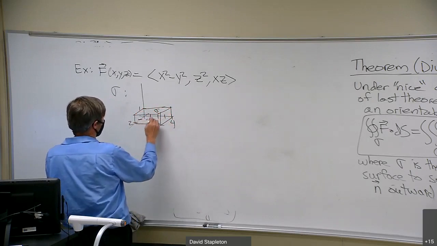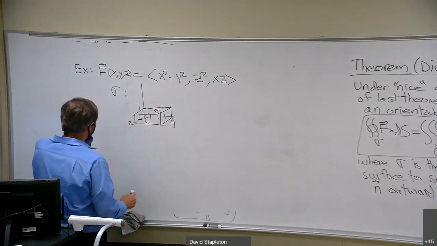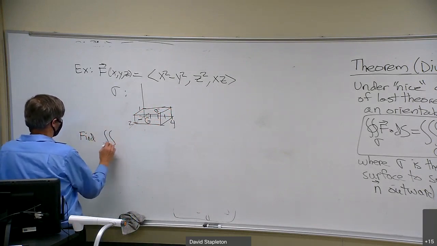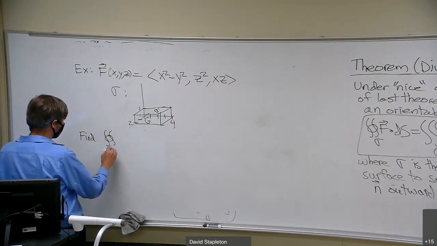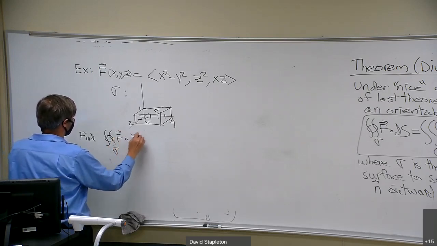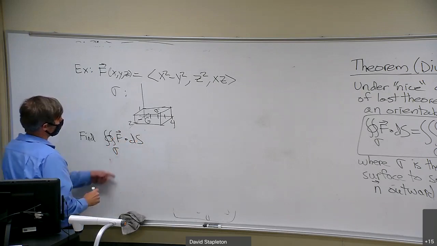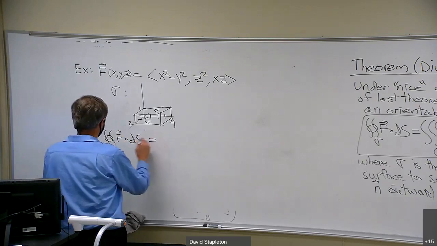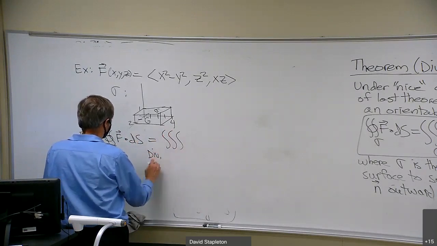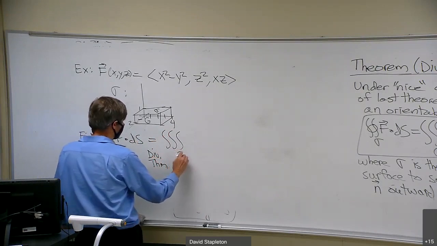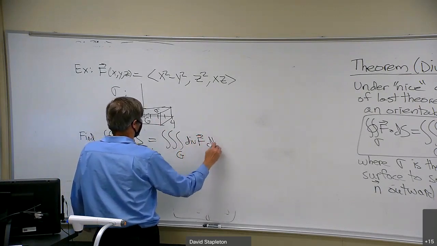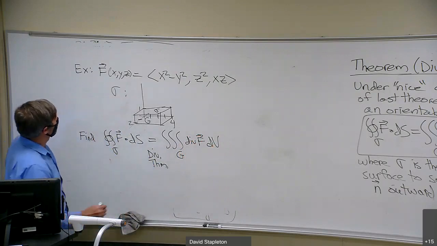So sigma bounds the thing, and the solid itself is called G. And if I want to find the flux through the closed surface sigma of this velocity field, we can just integrate that by taking the triple integral, by the divergence theorem, over the solid G that it encloses, of the divergence of F.